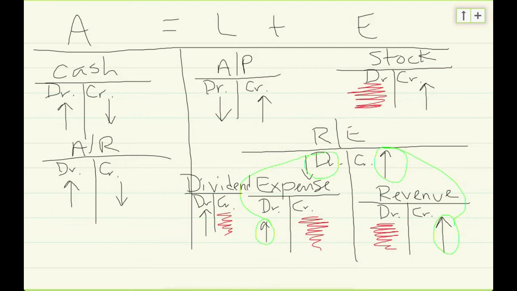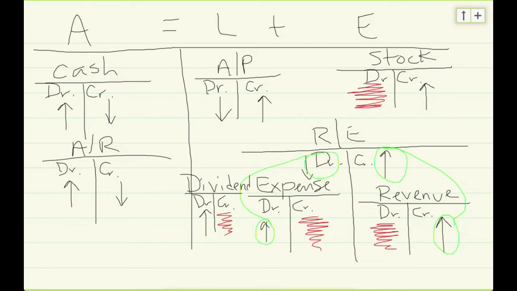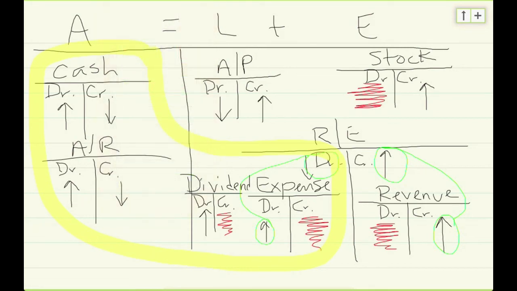There's even a little bit of a pattern here. I'm going to switch to a different color so that we can see this. You can see that this group of accounts here all have the same behavior, right? In other words, the asset accounts, the dividends, and the expenses. And these accounts here all have a similar set of behaviors. In other words, a credit increases and a debit decreases.